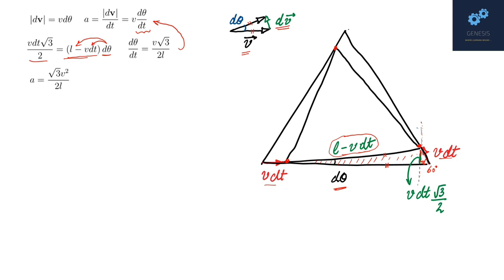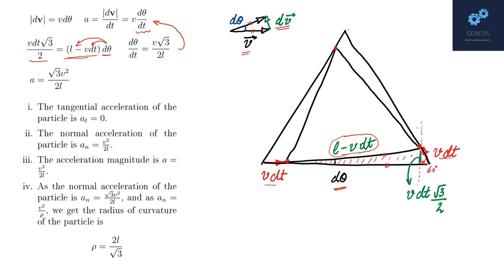And now the rest of the answers are extremely simple. The tangential acceleration of the particle is 0 because the speed is constant. So A tangential is 0, therefore the total acceleration is nothing but normal. Therefore we can assert that the acceleration vector is perpendicular to the velocity vector. The total acceleration is normal at the initial instant. In fact, throughout the motion, only the normal component of acceleration exists. The tangential acceleration is throughout 0.